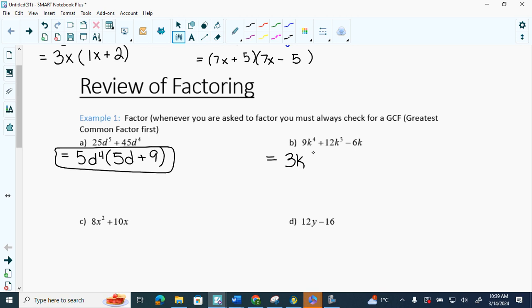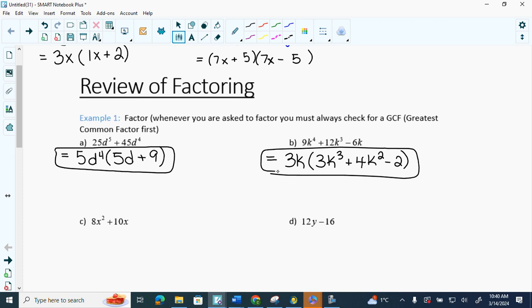Okay, I take out a 3K. 9 divided by 3 is? 3. K^4, take out a K. K^3. Plus 12 divided by 3 is? 4. K cubed, take out a K. K squared. Negative 6 divided by 3 is? Negative 2. K, take out a K. She gone.